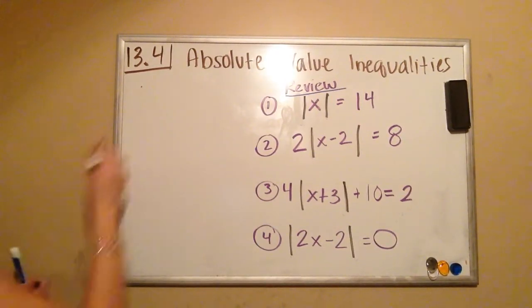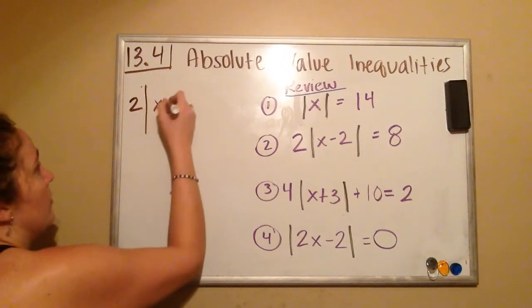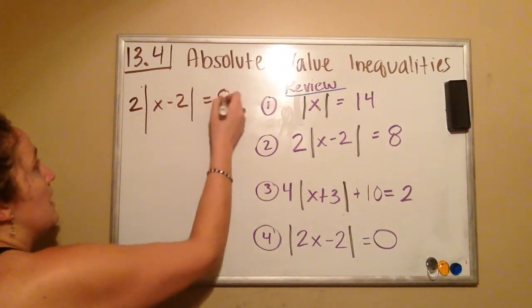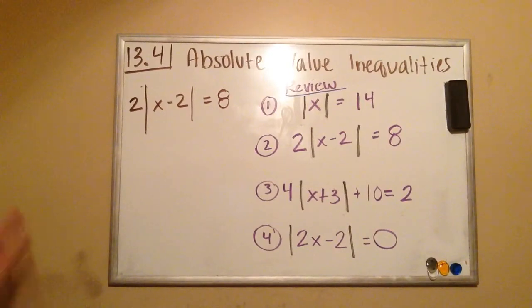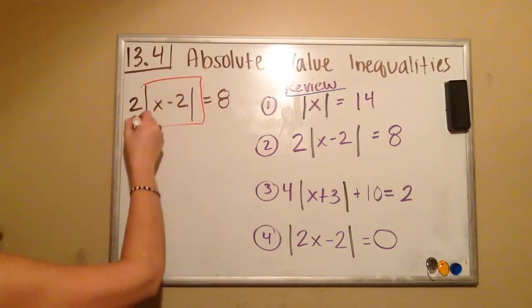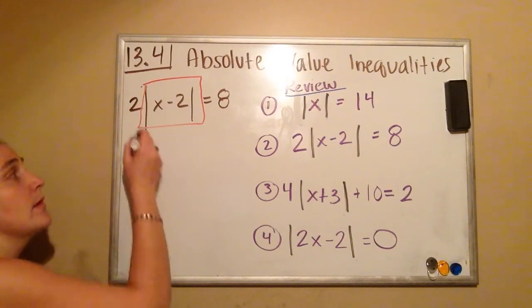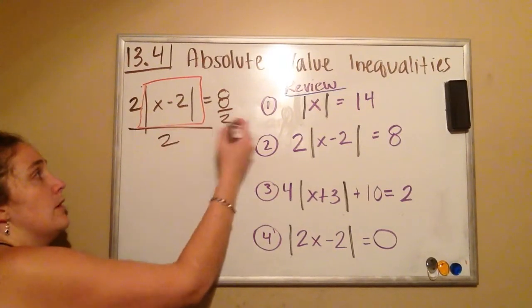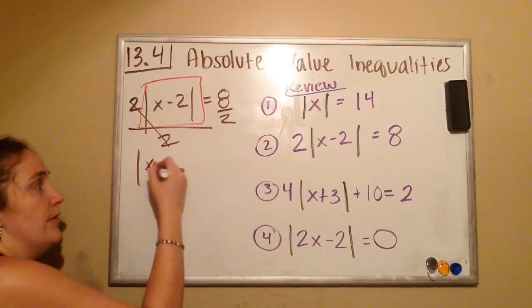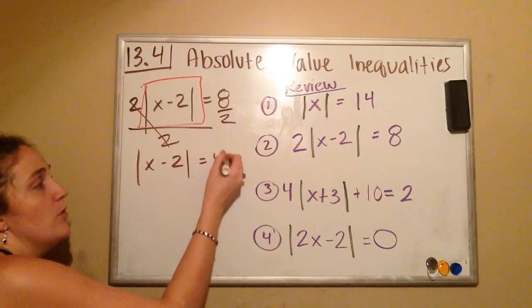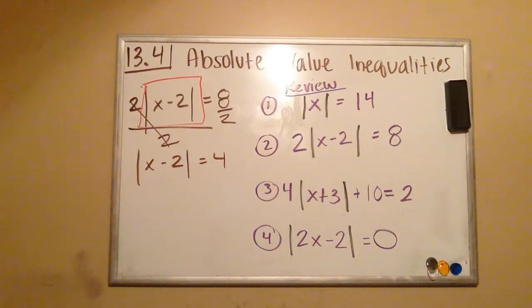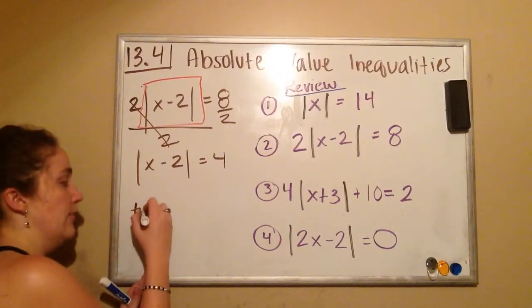For number 2, we've got 2 times the absolute value of x minus 2 equals 8. Now remember, we can't make any conclusions until this absolute value is isolated, or by itself. So that 2 has to move to the other side. The way that we do that is we divide both sides by 2. We get the absolute value of x minus 2 equals 4. Now we know that this has 2 solutions because it's equal to a positive 4.